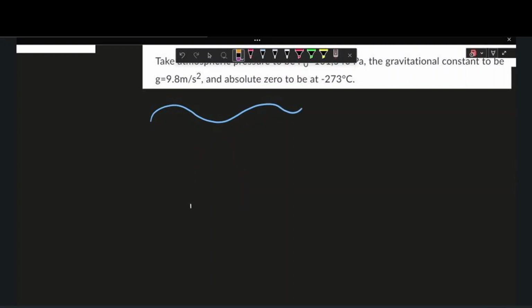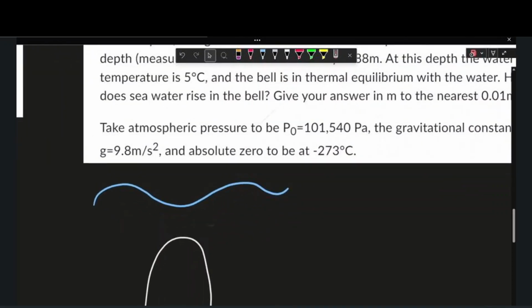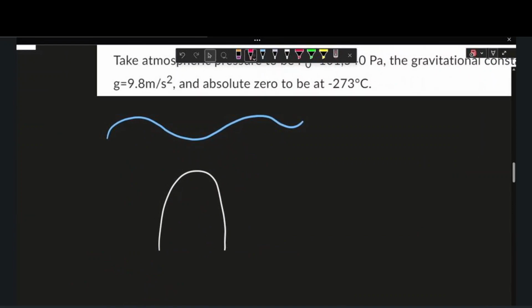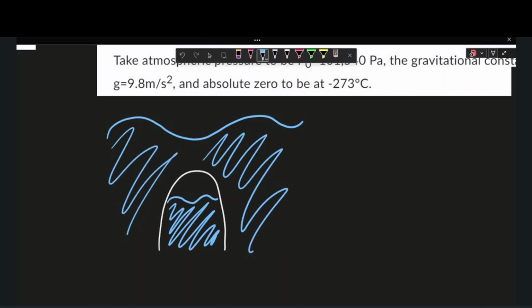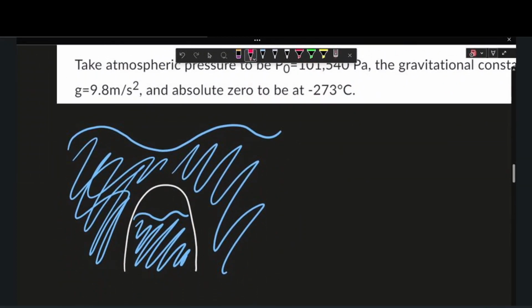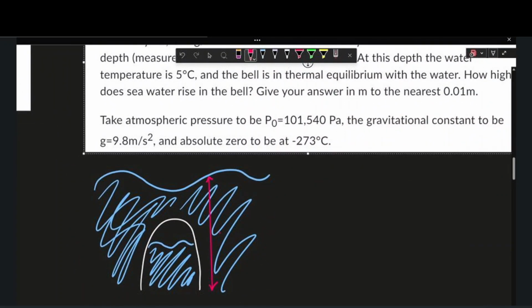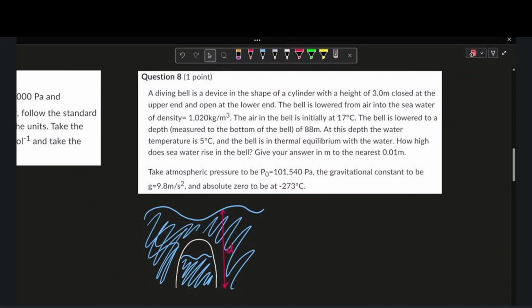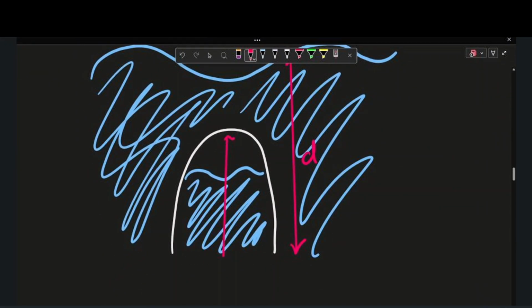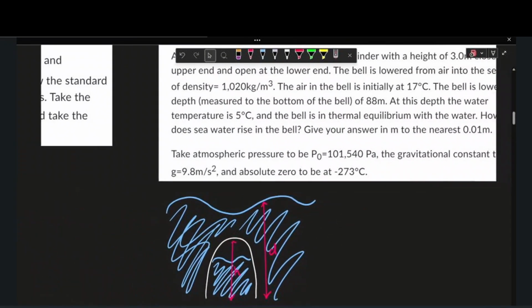So we'll begin with the image. So you have a bell. Yes, of course. I'm pretty good at this stuff. We have a bell, some amount of trapped air, and also filled up with water. Right? And the bell is lowered from the top of the water all the way to the bottom at a depth of 88 meters. We'll call this D. And the height of the bell, we'll call this H, is 3 meters.